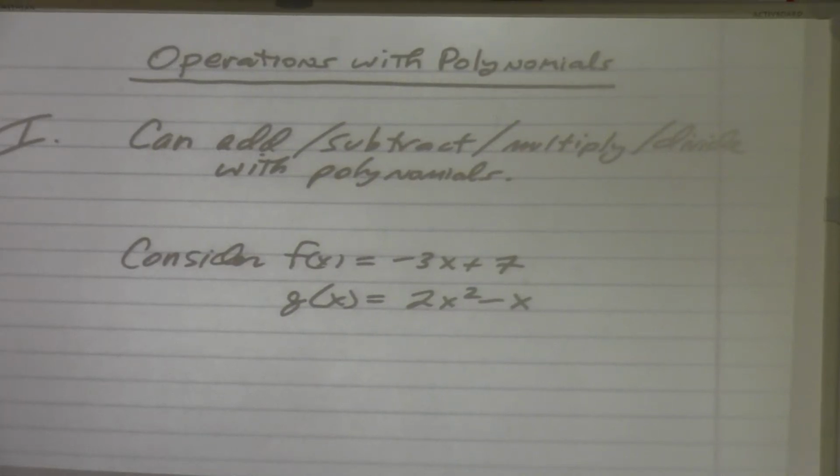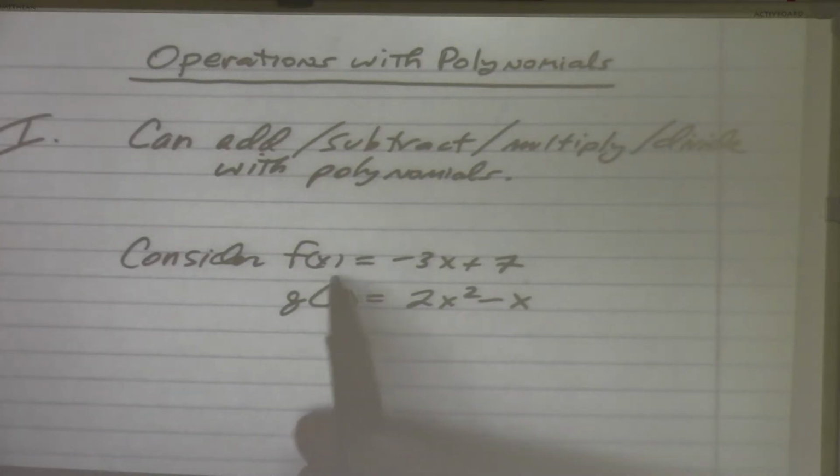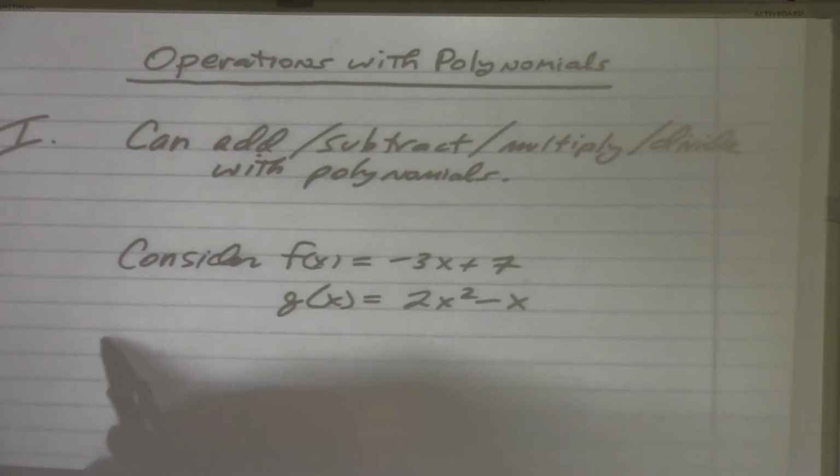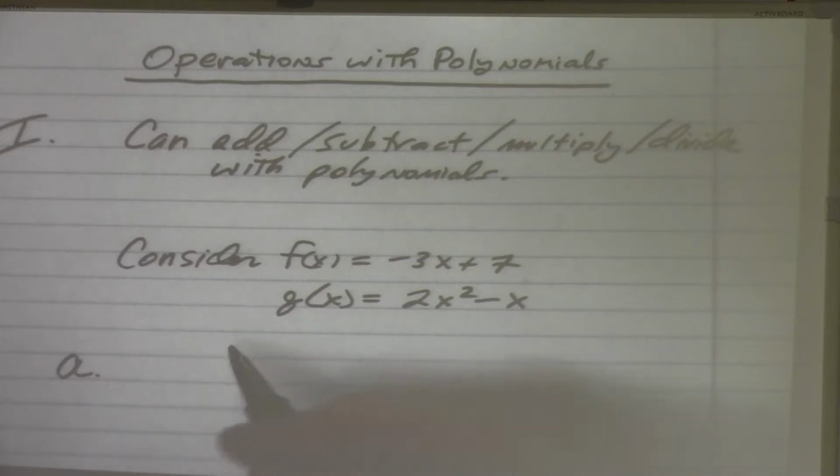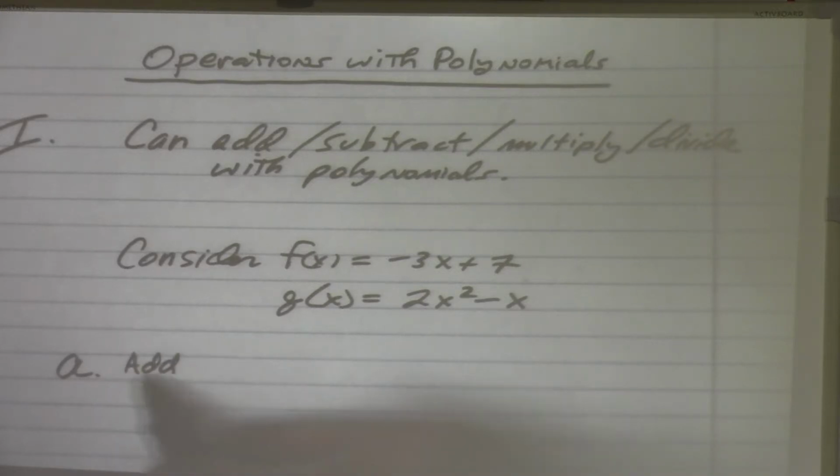This lesson is about operations with polynomials, where you are able to add, subtract, multiply, and divide them. Let's consider these two functions, f of x and g of x. It doesn't really matter what the letters are, of course, just that you can do things with them. Okay, so I'm going to say A, let's add them.